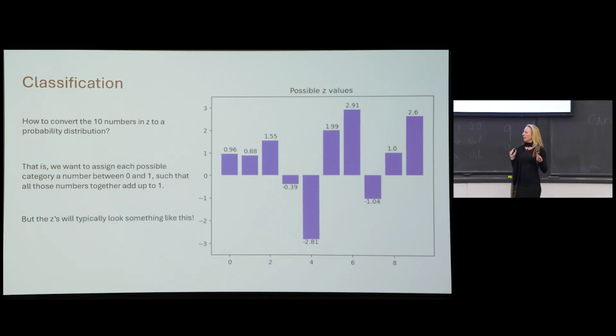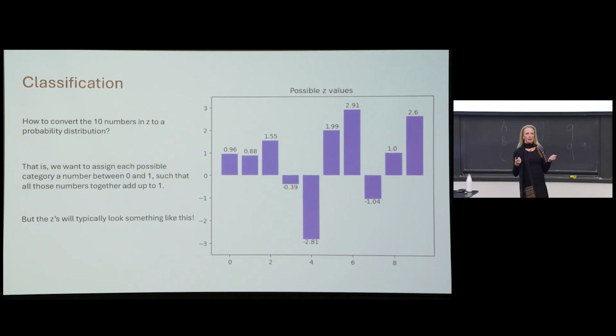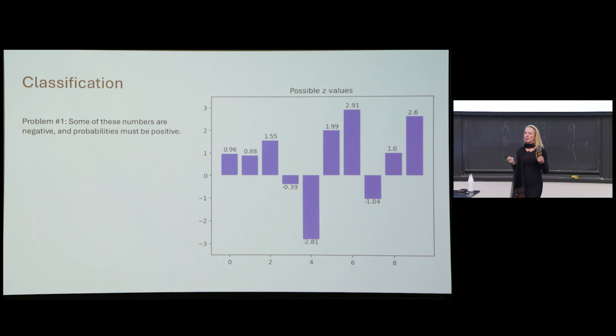Well, maybe there's something like this. These are just random numbers that I generated, but that's pretty typical. These weighted sums, these Z values, might look something like this, okay? So the first problem I want to address is that some of these are negative.